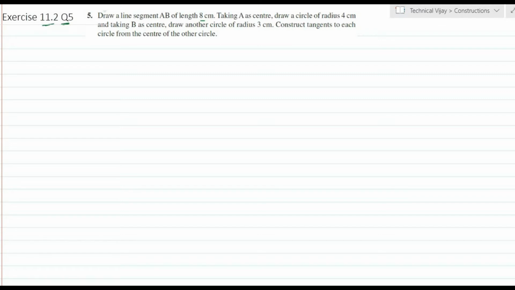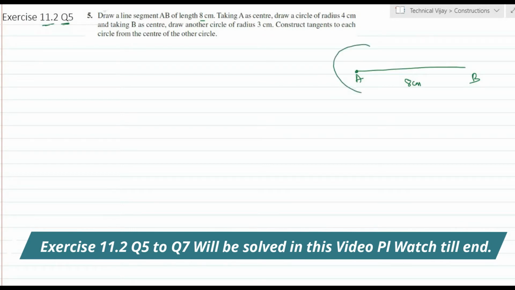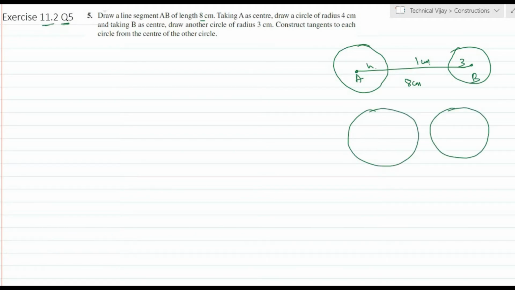So here the rough diagram is, see here AB is of length 8 cm. Keeping A as center, draw a circle of radius 4 cm. So here this is 4 cm, and keeping B as center, another circle with radius 3 cm. So this is 3 cm. Here 4 plus 3 is 7, which means the gap is only 1 cm actually. So the diagram will be like this. This is A, this is B, this is 4, this is 3.